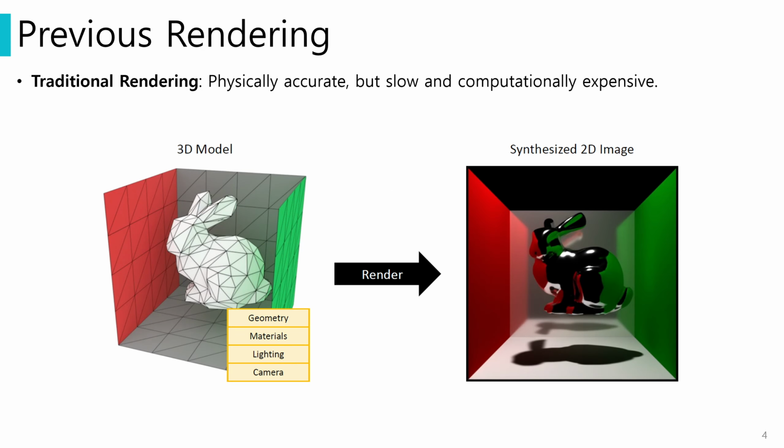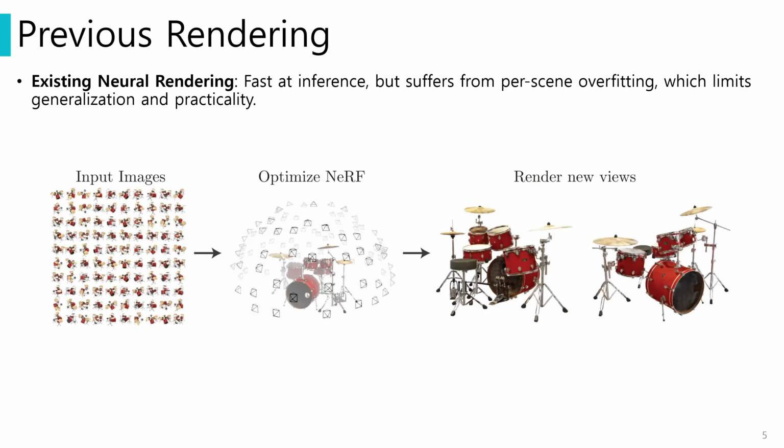Let's quickly review the two previous paradigms in rendering. First, we have traditional rendering. This is the physically based approach like path tracing that has been the golden standard in computer graphics for decades. It takes geometry, materials, lighting, and camera, and simulates the complex physics of light transport to produce a photorealistic image. The key advantage is its physical accuracy. The results are incredibly realistic. However, the major drawback is that it's slow and computationally expensive.